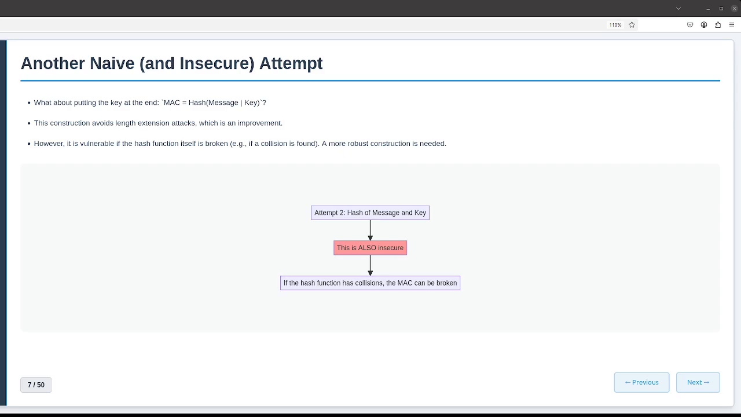Another naive and insecure attempt. Okay, so what if we put the key at the end instead of the beginning? Let's try MAC equals hash(message | key).